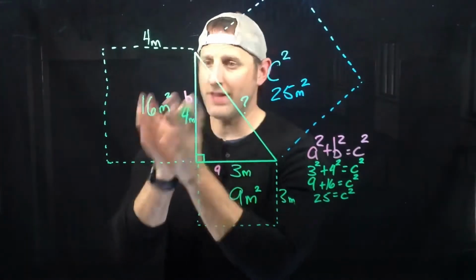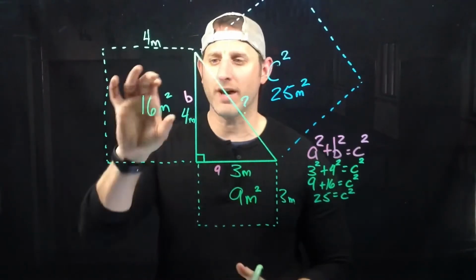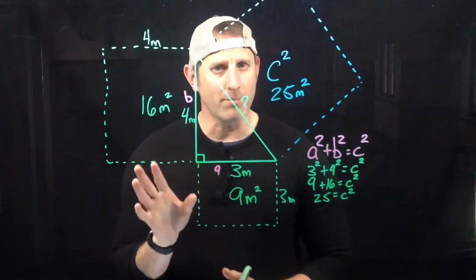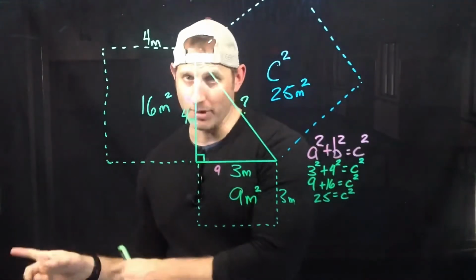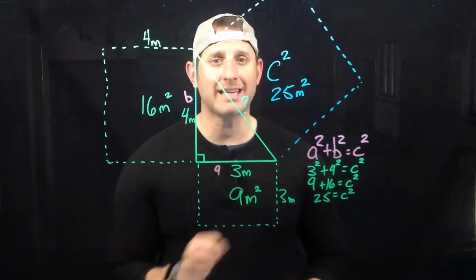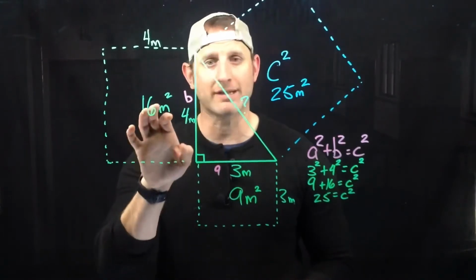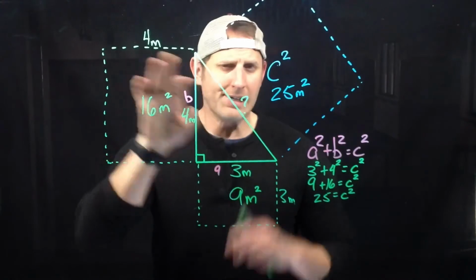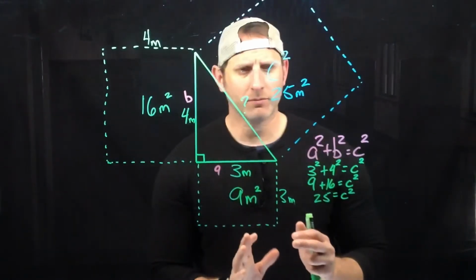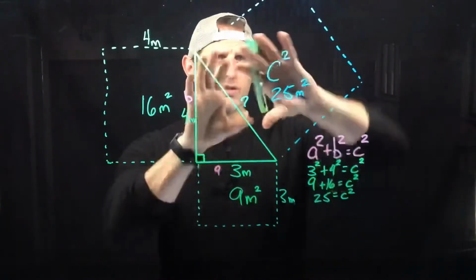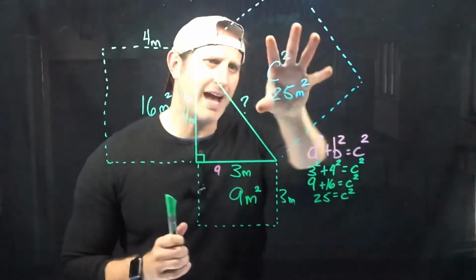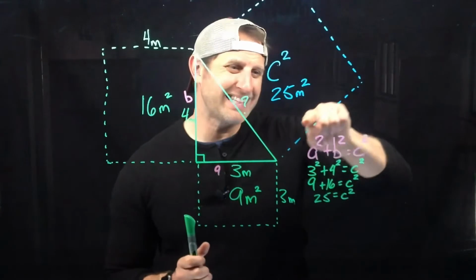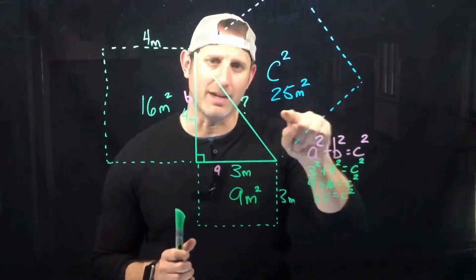If we look at this one, we've got an area of 16 meters squared. So what two identical numbers, when multiplied together, are going to give me this perfect square? Well, that would be 4 times 4. So let's work backwards here. If we've got 25 meters squared as our area inside of here, I need to know what number times itself is going to give me this.